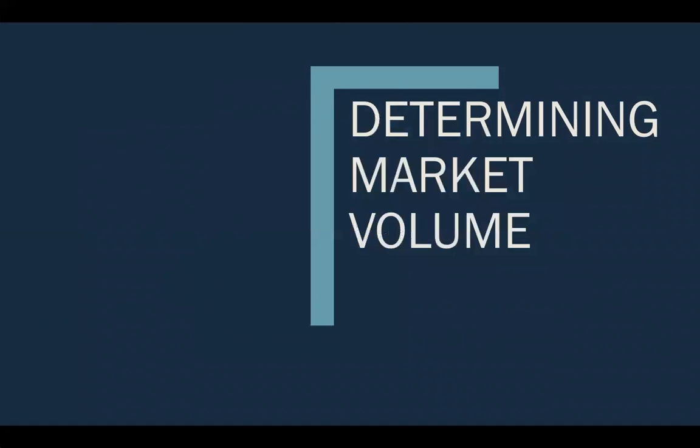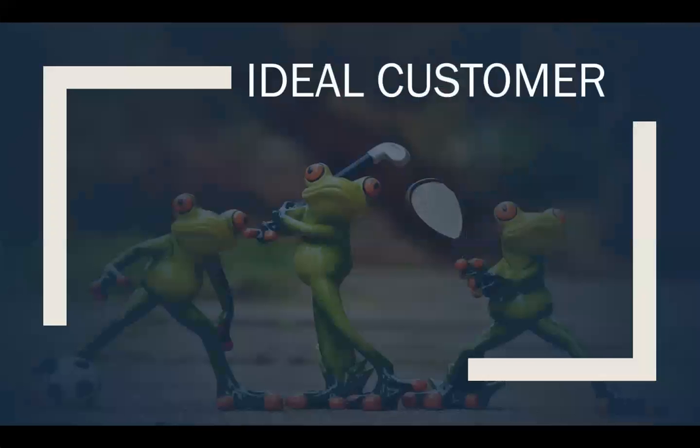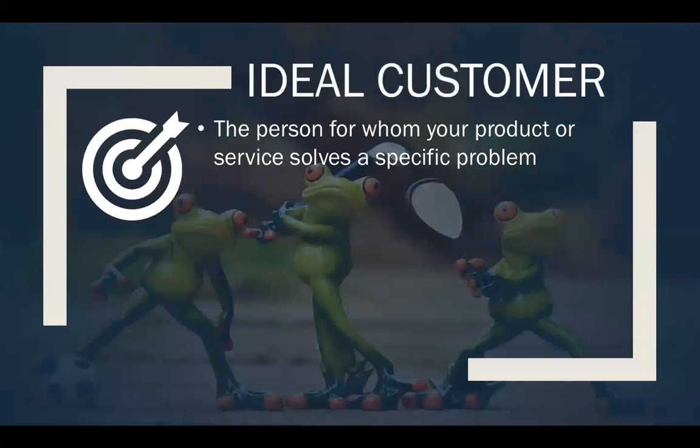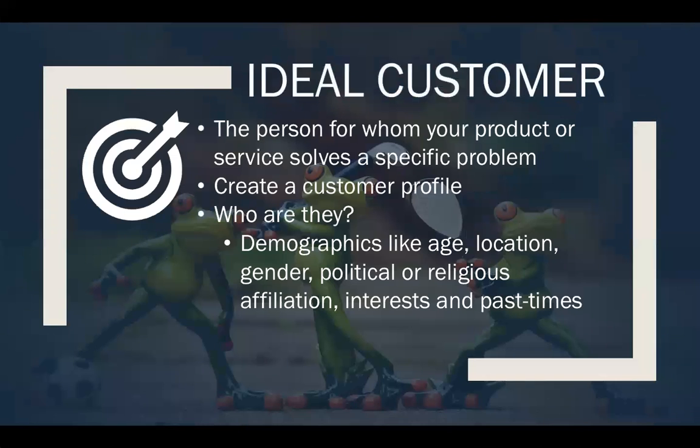Okay, determining market volume first. Start with crafting your ideal customer. And this is the person for whom your product or service solves a specific problem. So create a profile for them and outline all sorts of things. Their demographics like age, location, gender, political or religious affiliations, interests and pastimes, honestly, where they get their coffee in the morning, what kinds of Facebook groups they belong to. Do they use Uber or Lyft? Do they use Chrome or Safari or Firefox or Internet Explorer as their internet browser? And what do those things say about them?